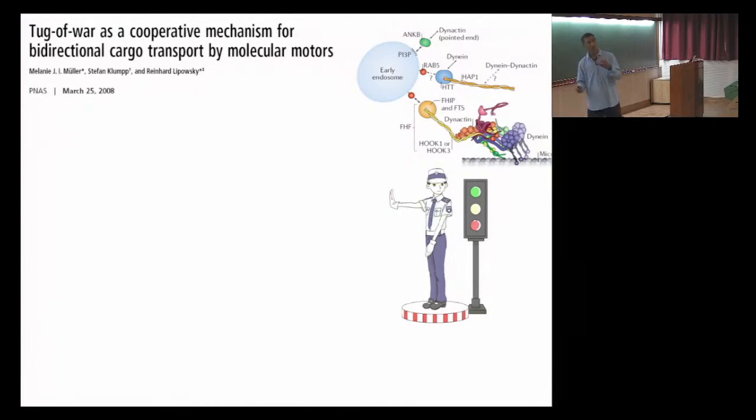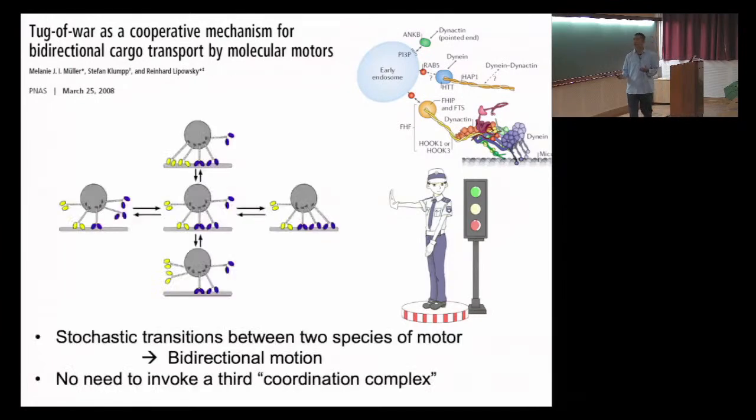And a lot of people have talked about this kind of a picture, and there is evidence for and against this. But in this paper, again, I'm not going to go into the details of this, they considered a situation where there are dynamic transitions. So there are two kinds of motors. The names are not important.